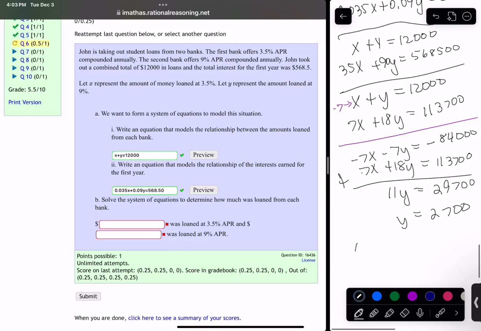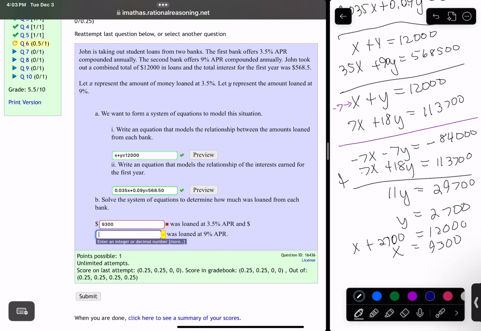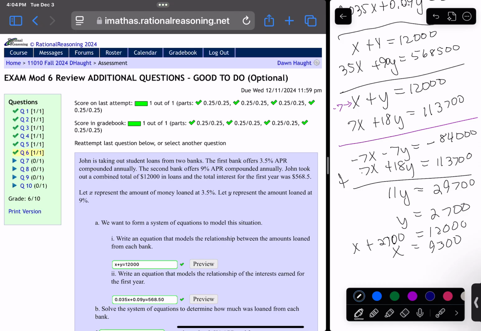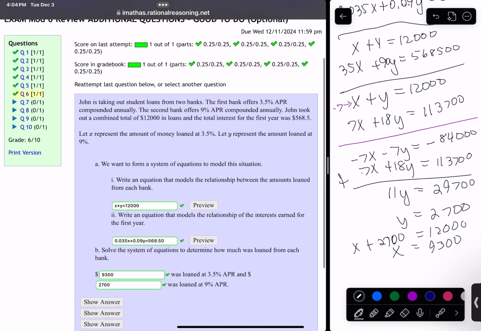So we know that x plus 2,700 has to equal 12,000. So if I subtract 2,700 from 12,000, I get 9,300. So my 3.5% loan was my x, so that's 9,300. My 9% loan was the 2,700. Remember, those should add up to 12,000. They do. If you calculate the interest, you should get that $568.50. So there you go with that.